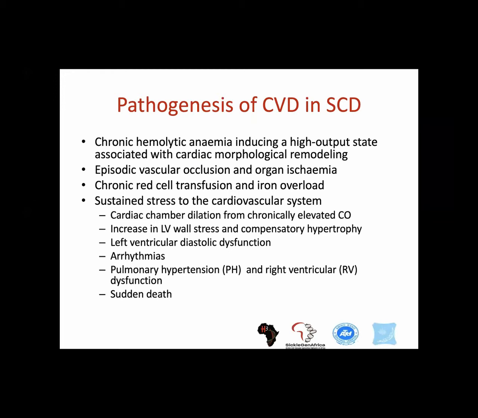And this state induces a very high output state in the system associated with cardiac morphological remodeling, which I will discuss later. In addition to that, sickle cell disease patients have episodic occlusion of their vessels, and they have microvascular ischemia, which over time leads to organ dysfunction, which also can affect the heart and cause problems. Then, of course, they have recurrent transfusion, and they could have iron overload, even though this is not very common, but it can happen.